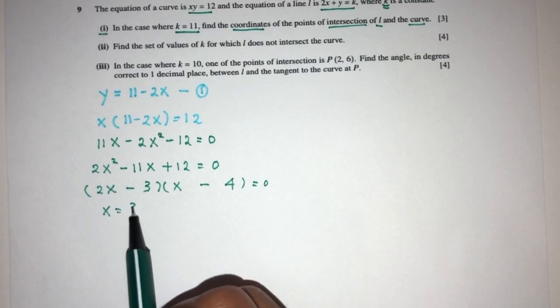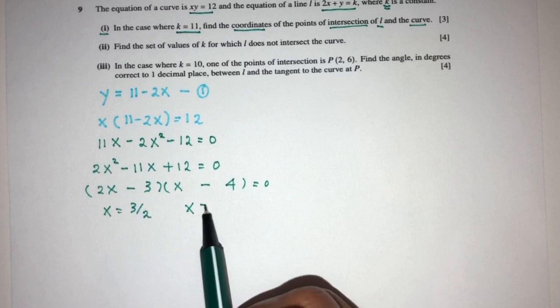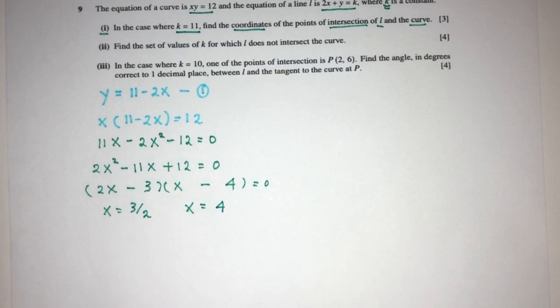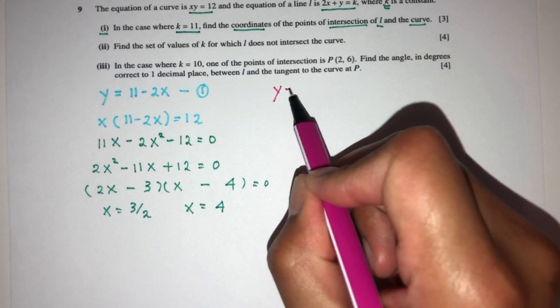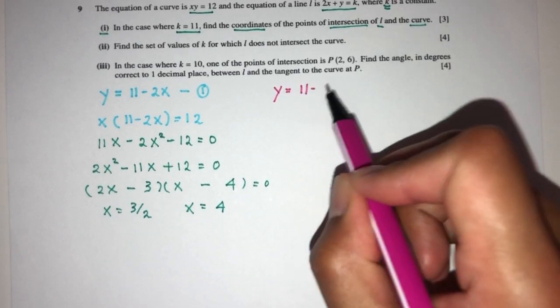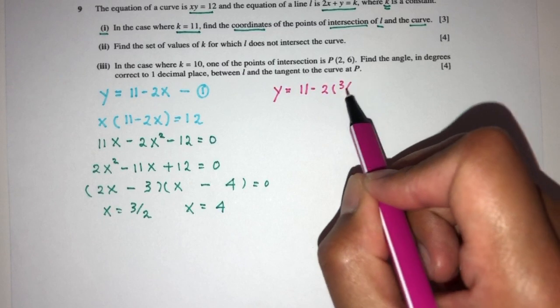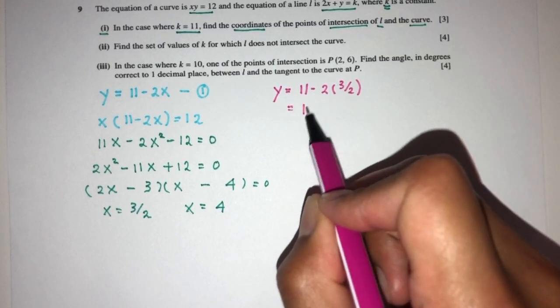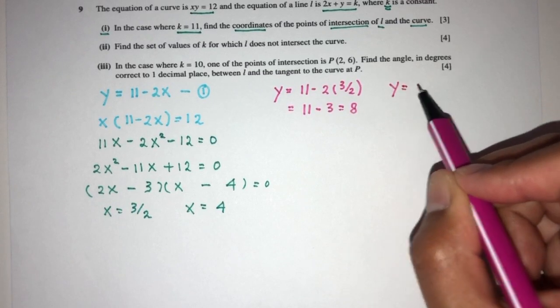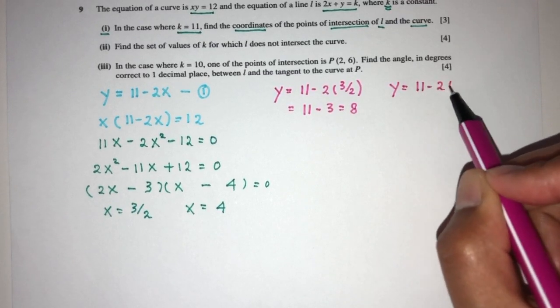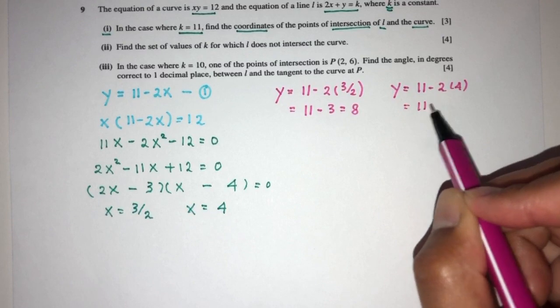X will be 3 over 2. X will be the value of 4. Now for each of those values, let's find the value of y. When x is equal to this value, y will be 11 minus 2 times 3 over 2. That should be 11 minus 3. That will be 8. Y equals 11 minus 2x. That should be 4, 11 minus 8.